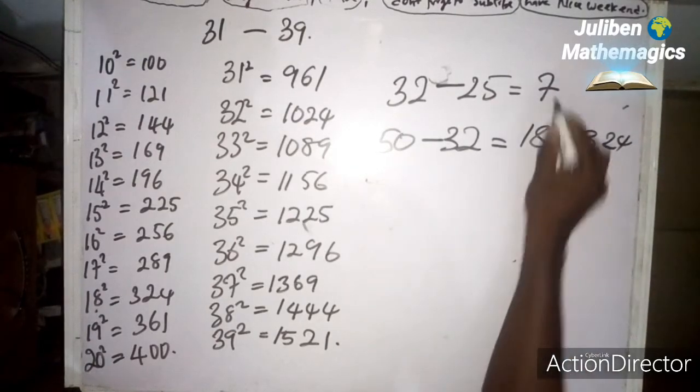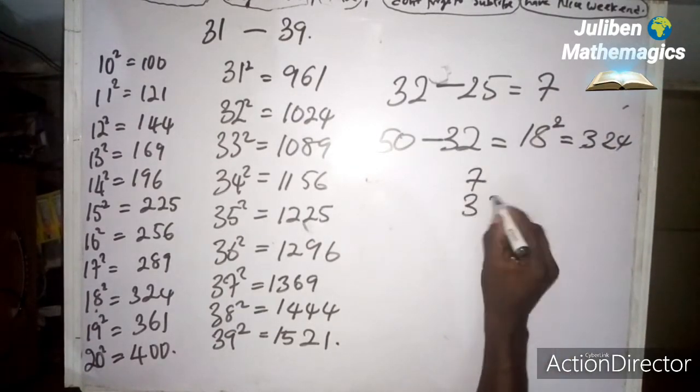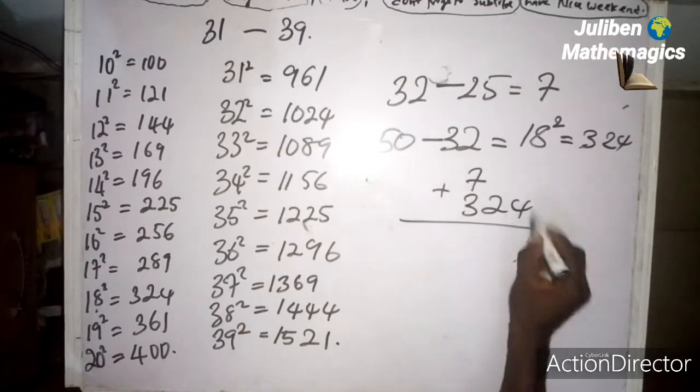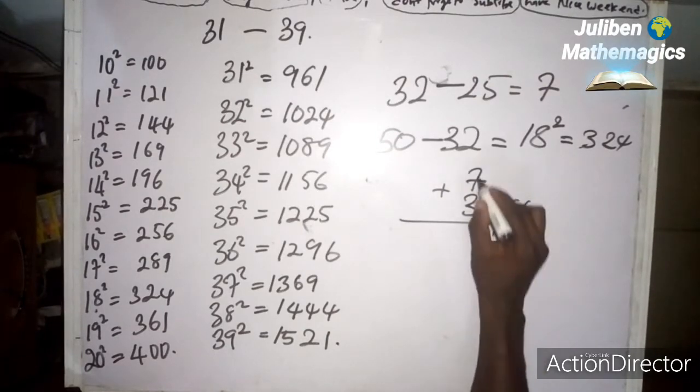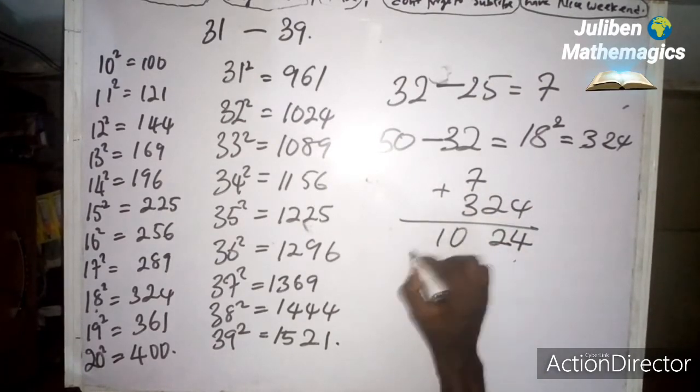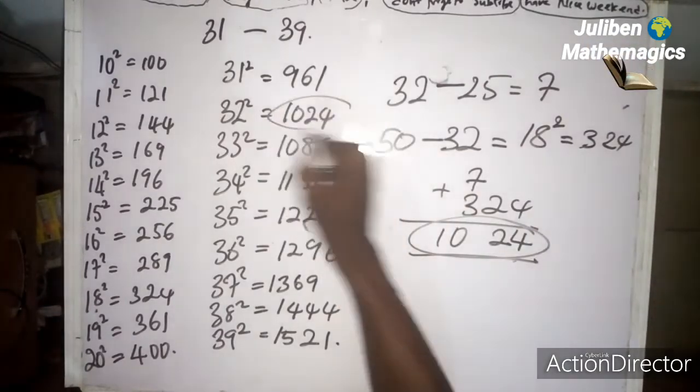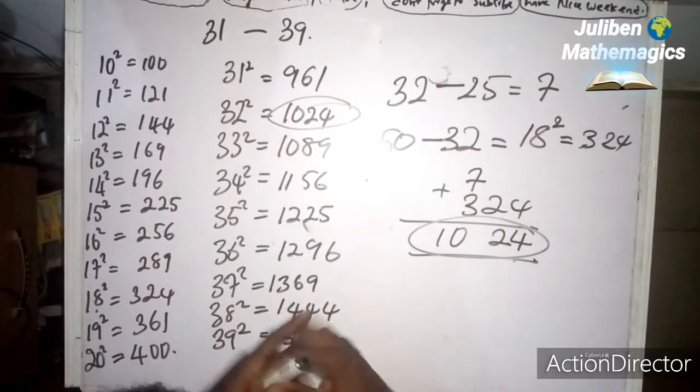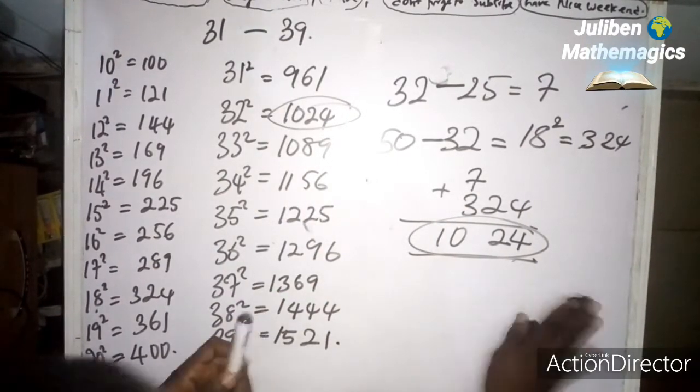Then add it in this pattern. 7, 324. Add. 7 plus 3 is 10. And that is 1024. It's a very simple one.